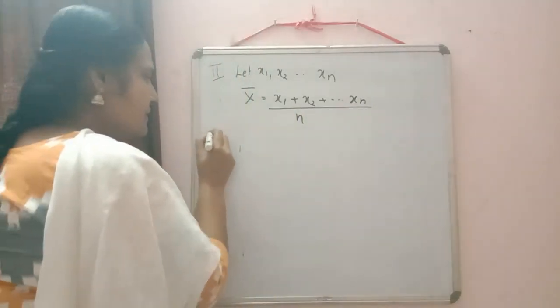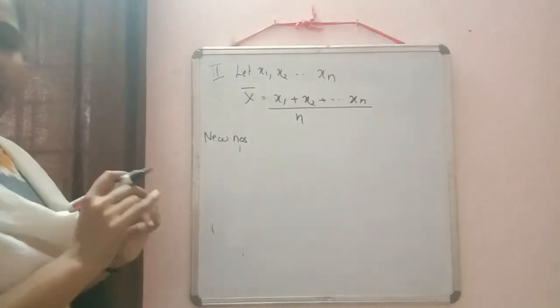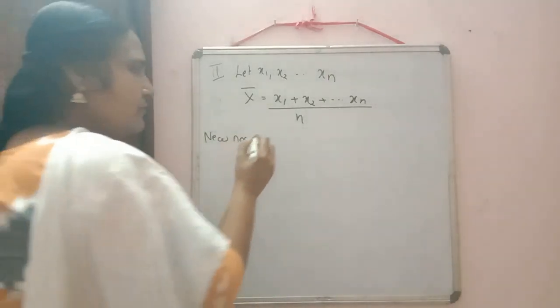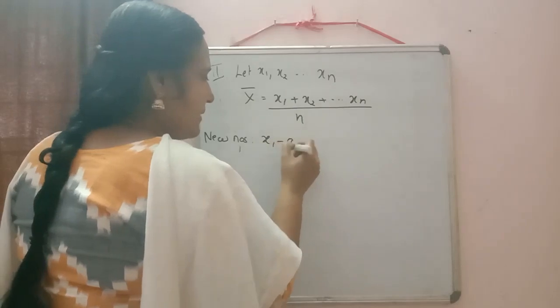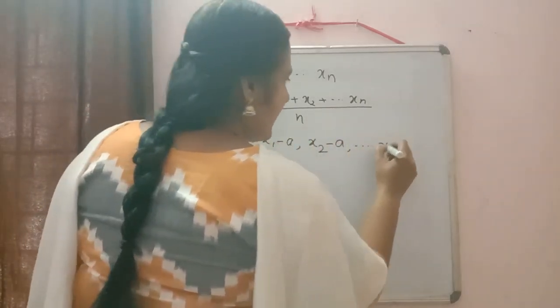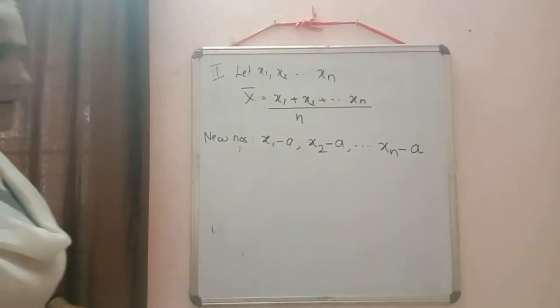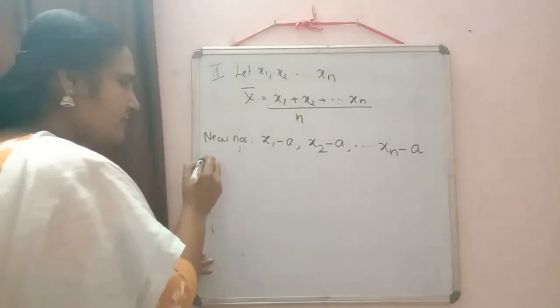Now we will write what our new observations are. Each observation is decreased by a. So the first one will be equal to x1 minus a. Second one x2 minus a. In this way, the last one will be equal to xn minus a. Now we have to find out the mean of these numbers.